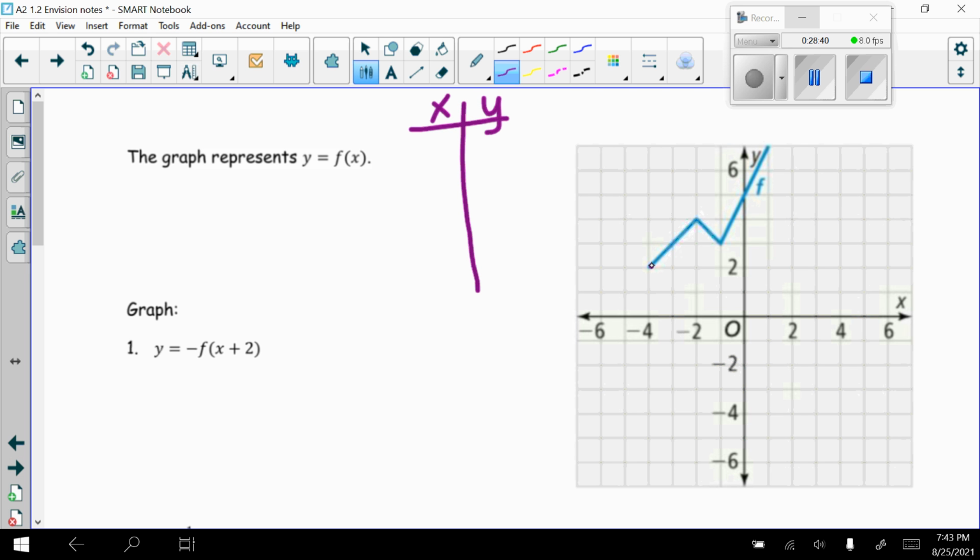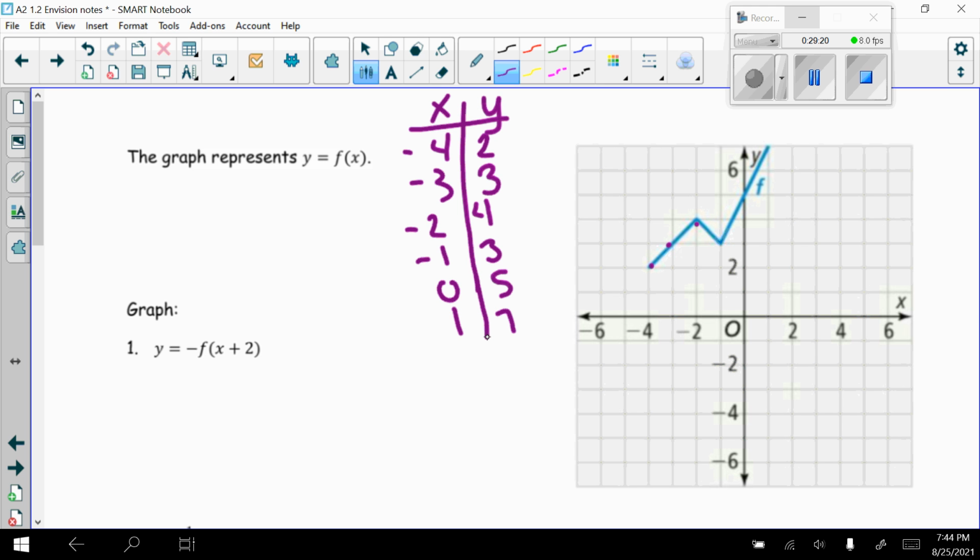So let's see, this point is -4, 2. This point is -3. So at -3, my y value is 3. At -2, my y value is 4. At -1, back at 3. At 0, I'm up at 5. At 1, let's see, we're up at 7. So those are the points of our parent, okay?